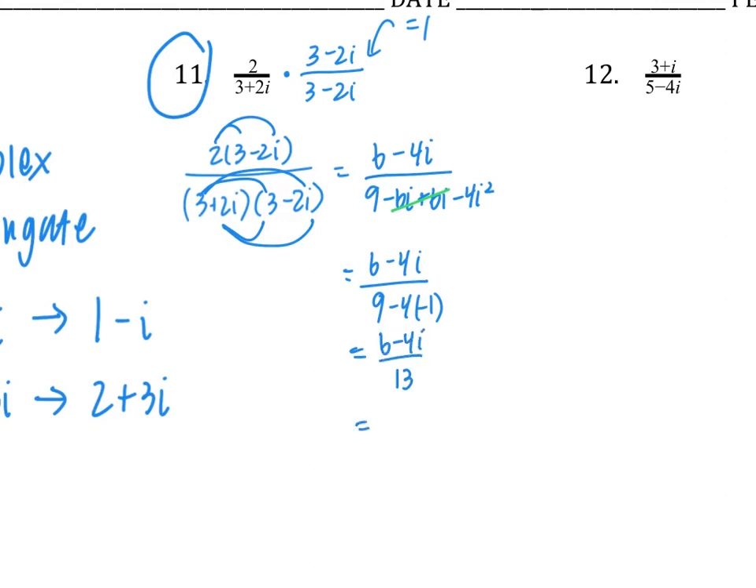The last thing I need to do is turn that into complex format, which is a plus bi. So I have 6 over 13 minus 4 over 13i. And all I did was 6 divided by 13 and then negative 4i divided by 13. And that's how I got to this answer here, which is my simplified answer.